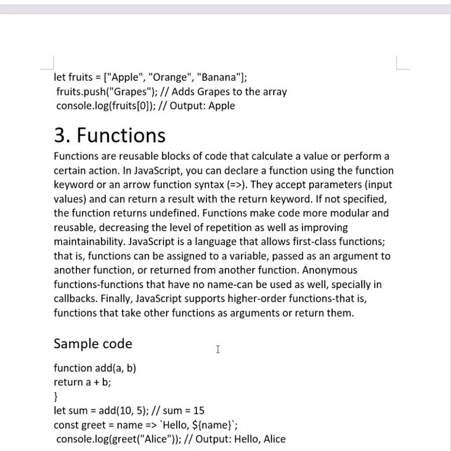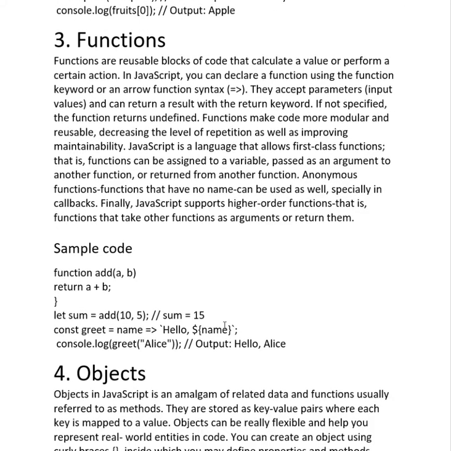JavaScript is a language that allows first class functions, that is, functions can be assigned to a variable, passed as an argument to another function, or returned from another function. Anonymous functions, functions that have no name, can be used as well, especially in callbacks. Finally, JavaScript supports higher order functions, that is, functions that take other functions as arguments or return them.